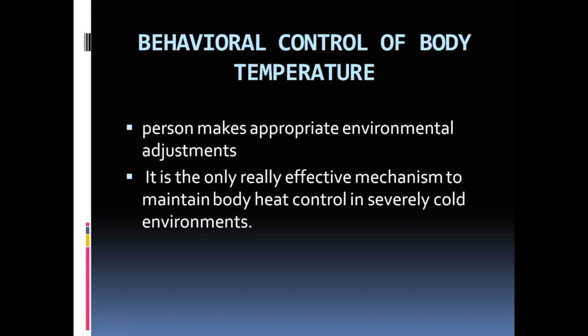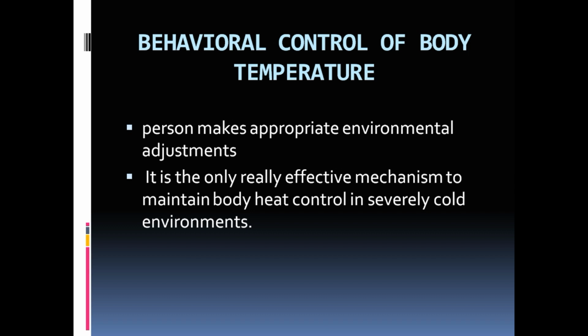Apart from the autonomic control of body temperature regulation, there is one more very effective system to control the body temperature, that is called the behavioral control. What is behavioral control? A person makes appropriate environmental changes like his clothing, his eating habits, and things like air conditioners, coolers, fans.